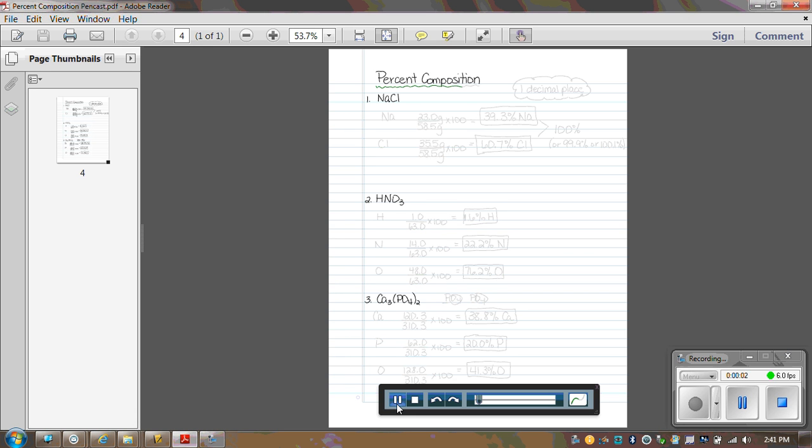Okay, time for percent composition. This one should be pretty short because we just have a couple of problems to do. Percent composition essentially tells you what percent by mass each of the elements in a compound make up, so it's all about their molar masses.